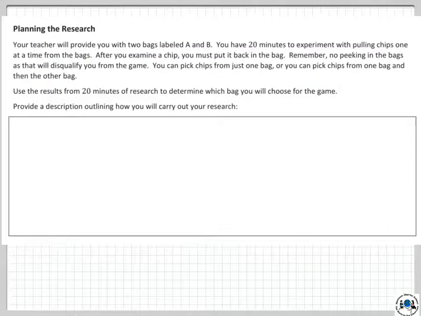Planning your research. Again, we're not going to do this for you, but you would have 2 bags labeled A and B, and I do have those bags here. And here they are. That is the sound of bag B, and that is the sound of bag A. Hope that didn't sound too loud.